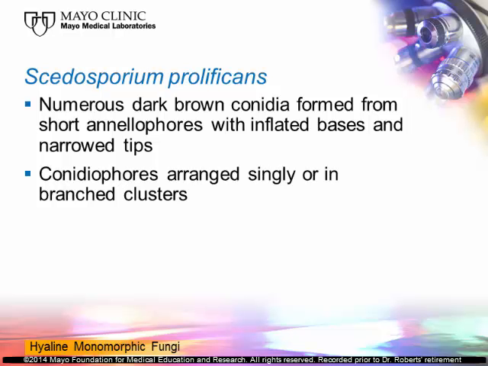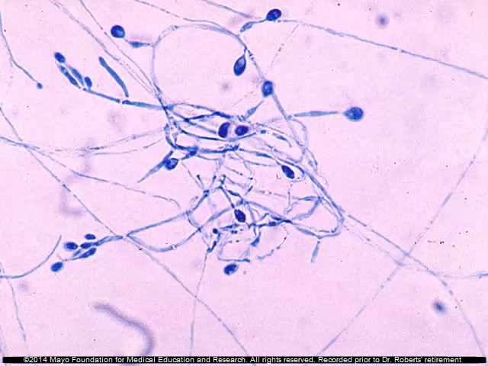It produces numerous dark brown conidia formed from short annellophores. These annellophores are the structures that have the little growth rings around them. And if you look farther down towards the base, you'll see that the base of this structure is inflated. And the conidiophores are arranged singly or in branched clusters. This organism produces two kinds of spores, some that are brown and some that are not. And this happens to be Scedosporium prolificans.